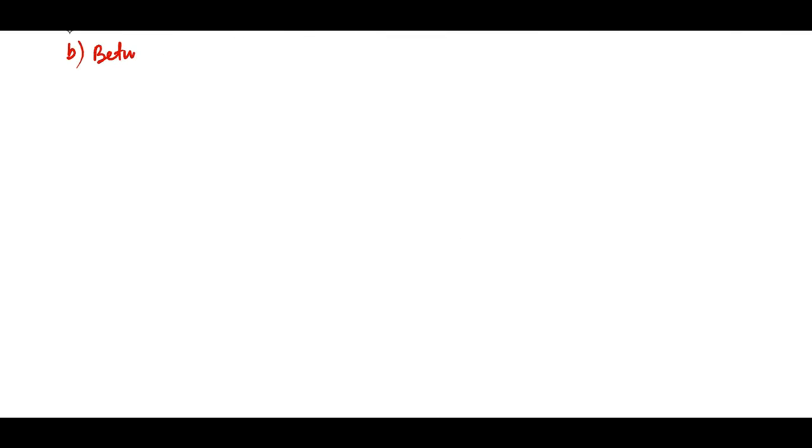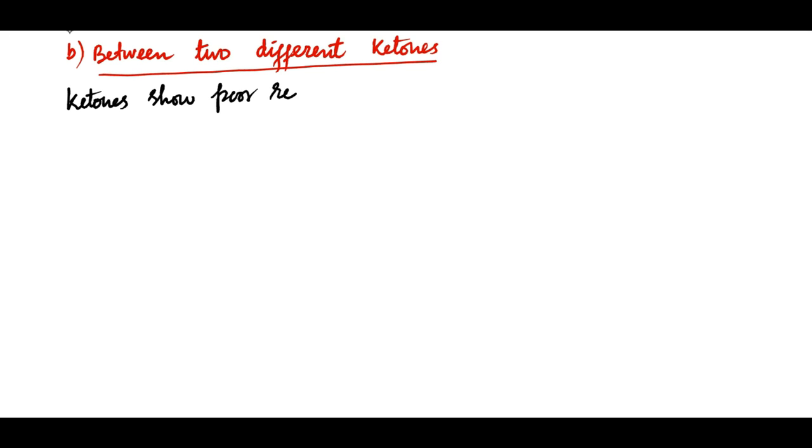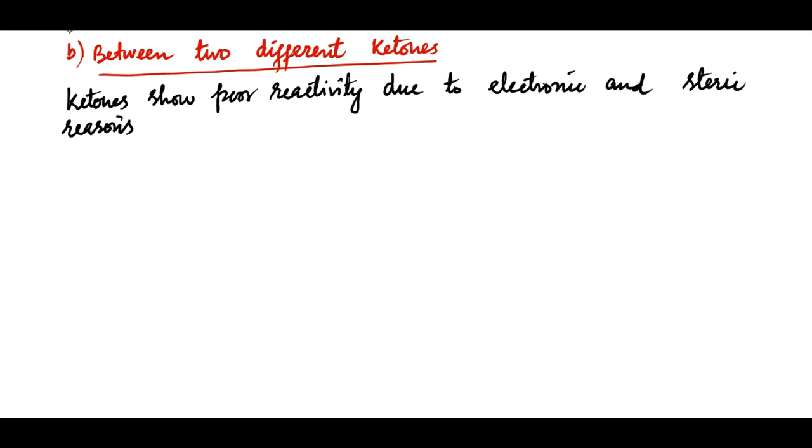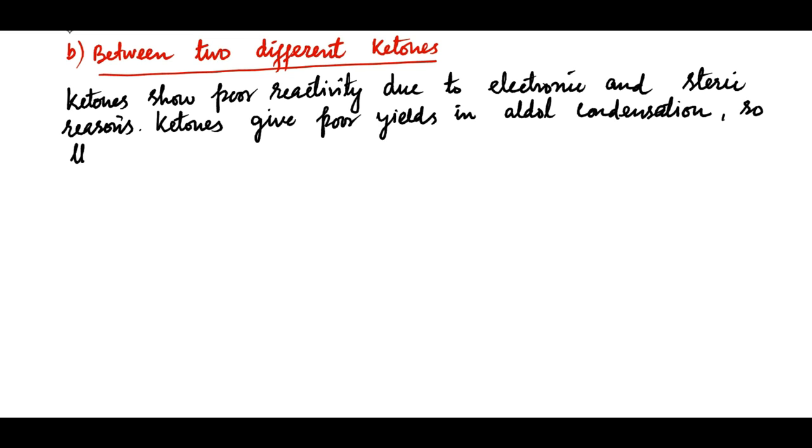The second type of cross-aldol addition is possible between two different ketones. However, ketones show poor reactivity due to electronic and steric reasons. Therefore, they give poor yields in aldol condensation. So this type of aldol condensation is rarely attempted.